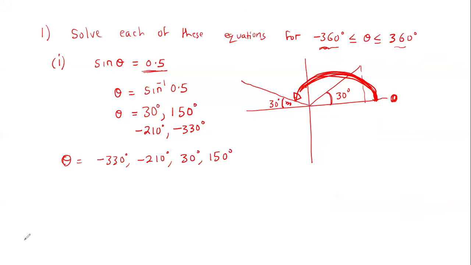Okay, now members, let's go to part B. Still, we are using the same range. Now we have cos theta is equal to 0.5. Remember, I want you to understand. According to the ratio that has been given, is cos positive or negative? Put in the chat quickly. Positive. Very good. It is positive.